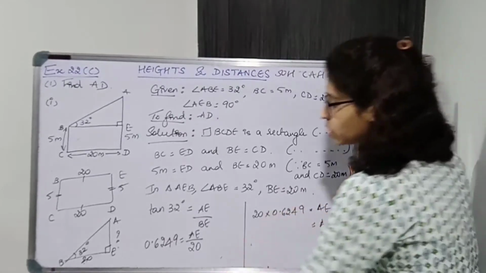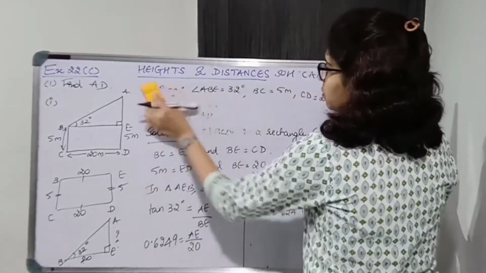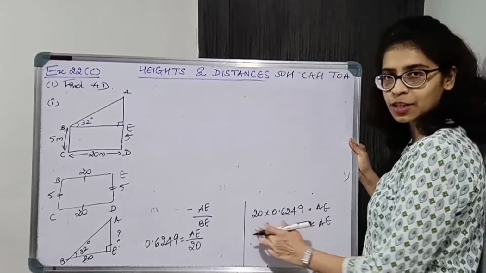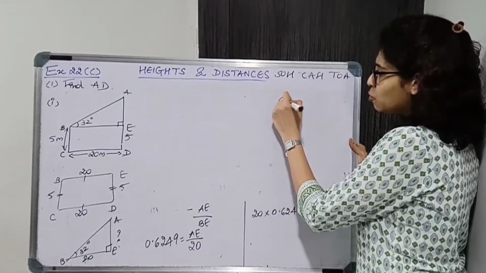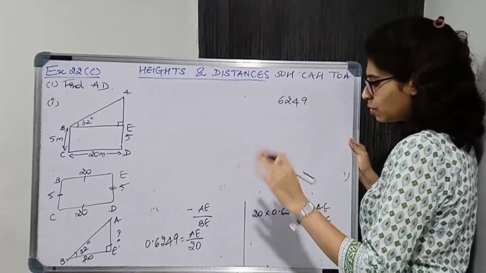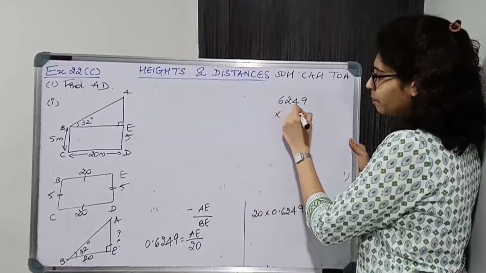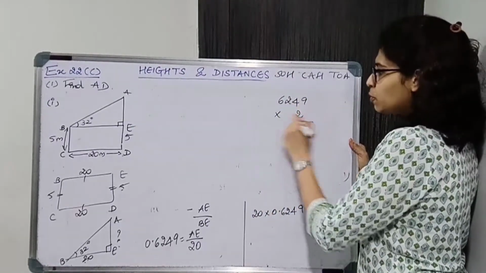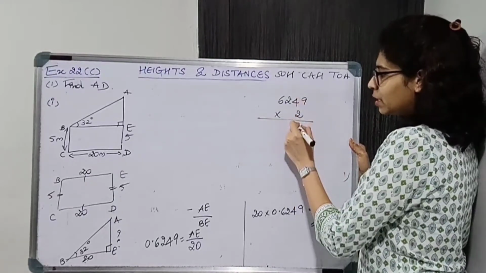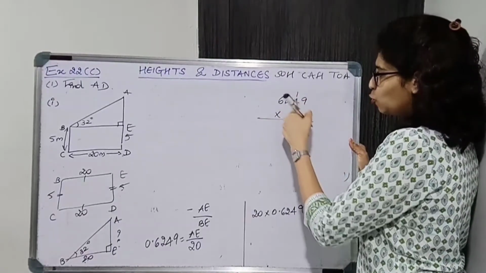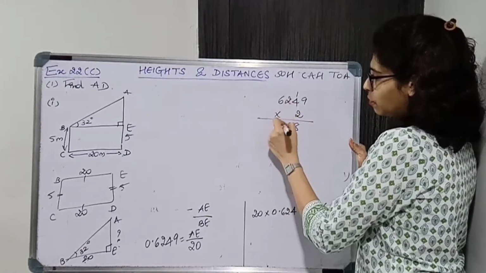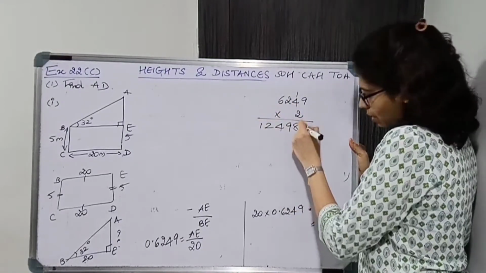Let's multiply and see what is the answer. 0.6249 into 20 here. So what we'll do, 6249, forget the decimal point for now. 6249 into 20 here. Into 2 करो, we'll put 0 later. ठीक है, 2 9s are 18, 2 4s are 8 plus 1 9, 2 2s are 4, 2 6s are 12, and there's a 0.